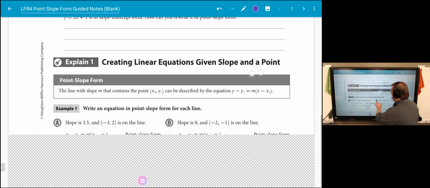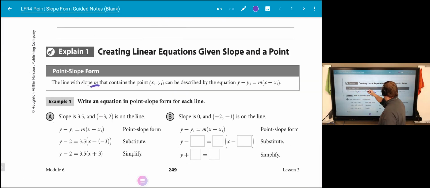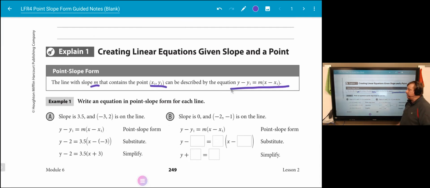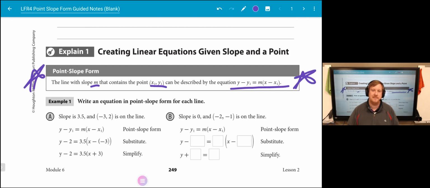I'm going to ignore that first part. Look right here: the line with the slope m that contains the point x1, y1 can be written in this form. That is exactly what I told you. Star this, put a box around it, put hearts. It doesn't matter what you do, you just have to know this is the important part. Again, the line with slope m that contains the point x1, y1 can be described by the equation y minus y1 equals m times x minus x1. If you need it, write it down on every page for a little bit until it becomes second nature to you. Let's look at these examples.